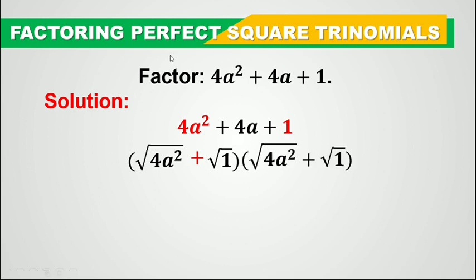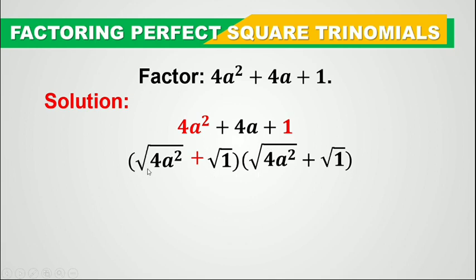So again, you just have to get the square root of the first term, 4a squared, and then plus the square root of the last term. The sign here is plus, so this is addition. If the sign here is also addition, you have to take that into account. You have to take the operations into account in factoring. Given that this is a perfect square trinomial, we can simply apply the rule, which is to get the square root of the first term and then the last term.